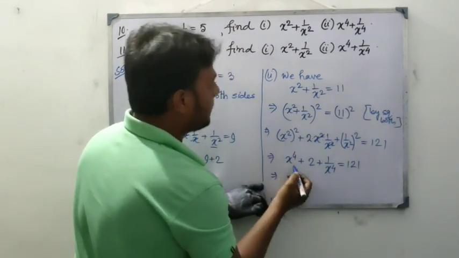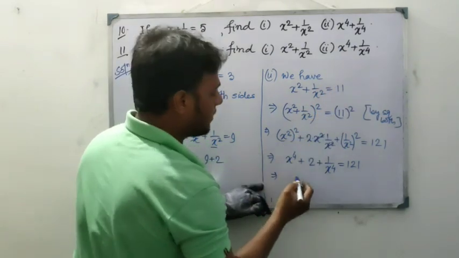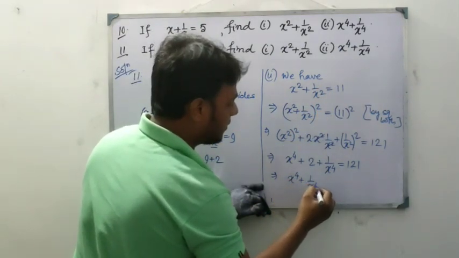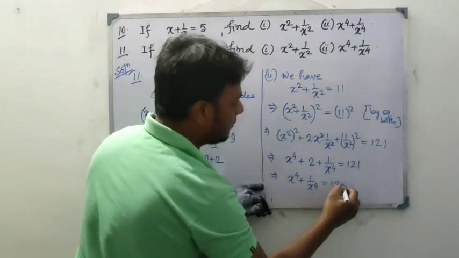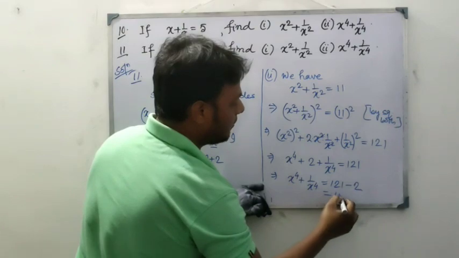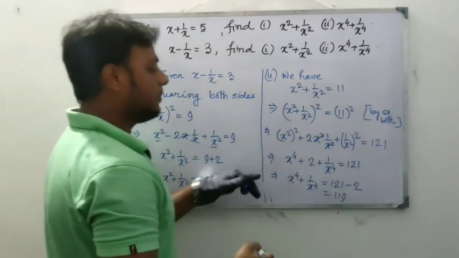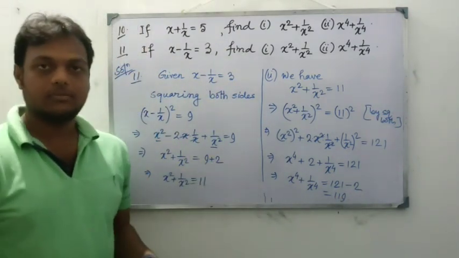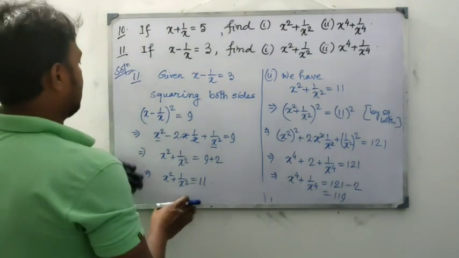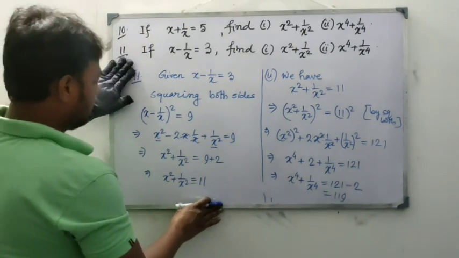So we have to find x to the power 4 plus 1 by x to the power 4. Keep these terms on the left hand side and consider all the other terms on the other side. Then 121 minus 2, that means 119. This completes the second solution. Understood? Okay. Pause the video and note down.